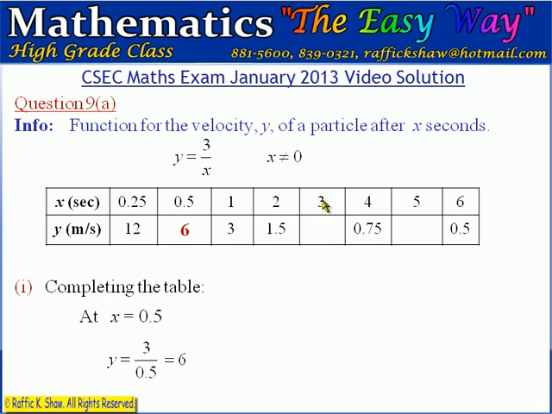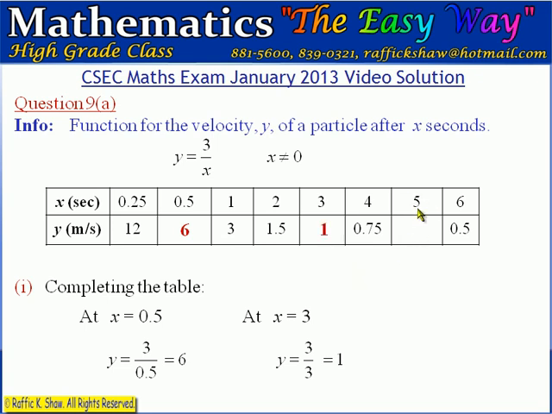For here, the x value is 3. And so at x equals 3, we calculate the y value by dividing 3 by 3. That works out to be 1. And so when x is 3, y is 1, and the value for this cell is 1.